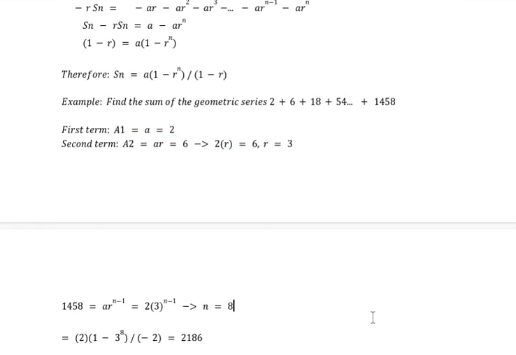So in this case, we know that the general formula is going to be 2 times 3 to the power of n minus 1. And then we set this equal to the last term to find the value of n. So this means that we can find out how many terms we have, which turns out to be 8. After finding n, we only need to substitute the values: a is equal to 2, r is equal to 3, and n is equal to 8. So we know the value is 2186.